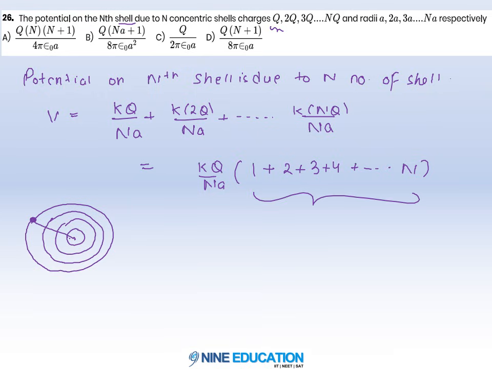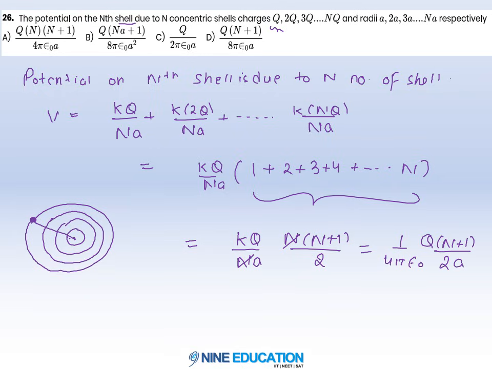And we know the sum of this series is n into n plus 1 by 2. So what we will get from here, and cancel out, the value of k is 1 upon 4 pi epsilon naught, q into n plus 1 upon 2a. So which option is correct? Option D is correct.